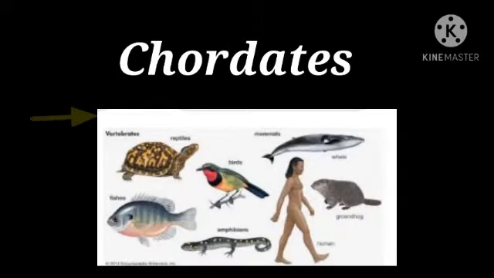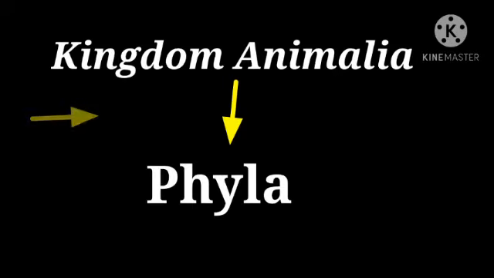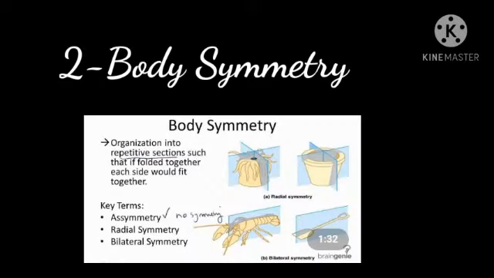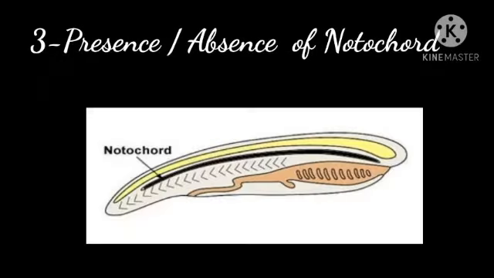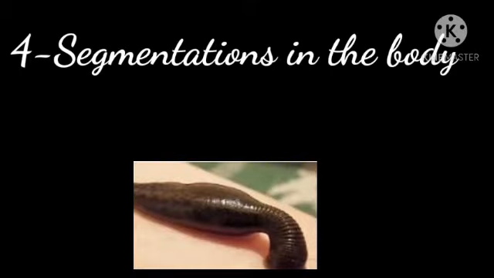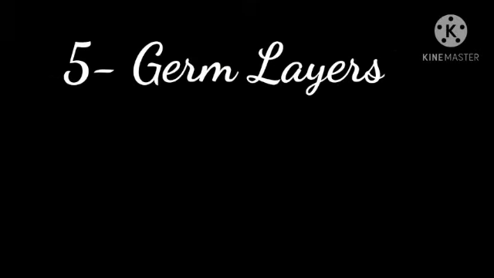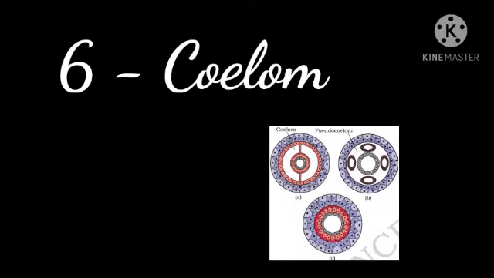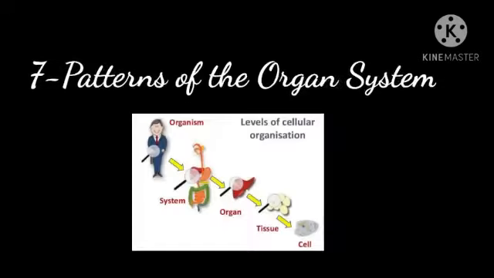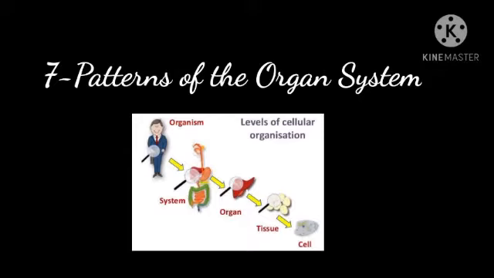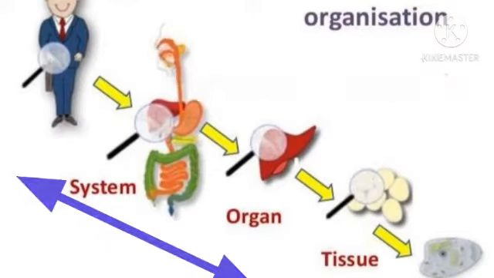So Kingdom Animalia is classified into phyla depending on many criteria. The most important one is level of organization. Second, body symmetry. Third, presence or absence of notochord. Fourth, segmentation in the body. Fifth, germ layers. Sixth, coelom, which means body cavity. Seventh, pattern of organ system as per evolution from simple to complex.